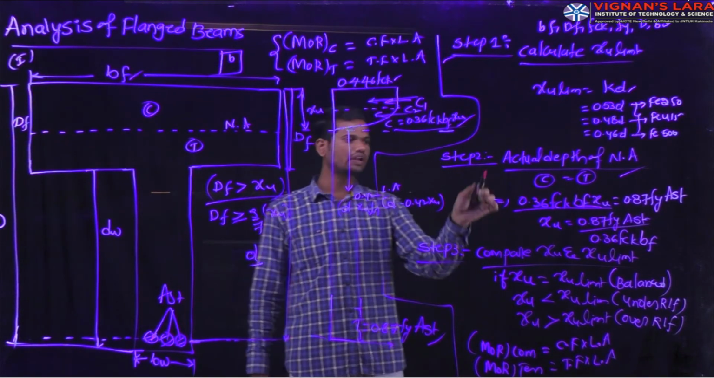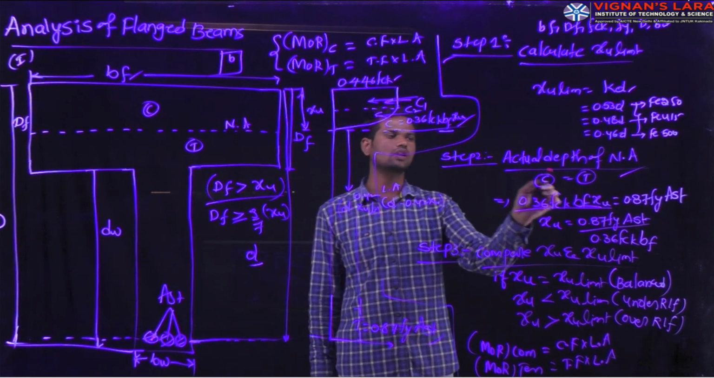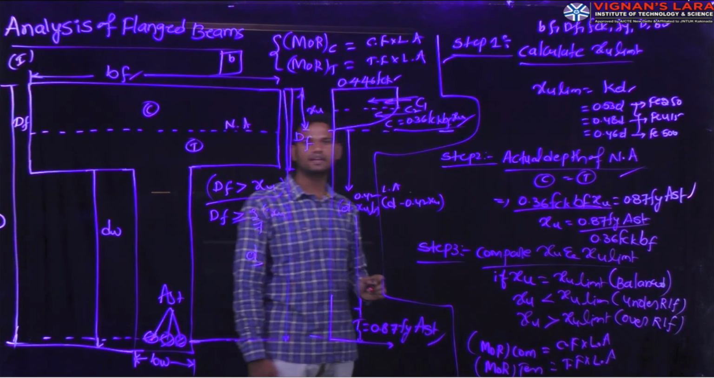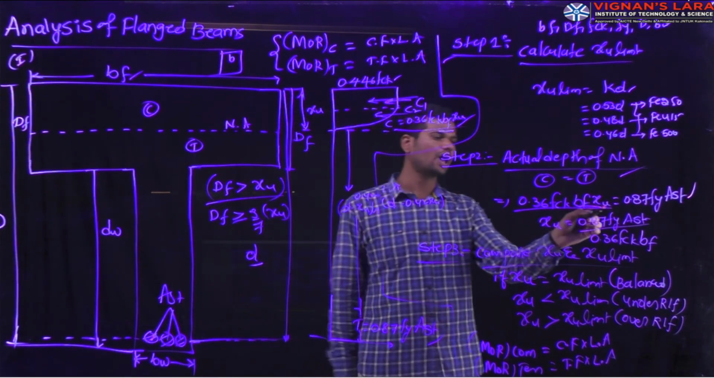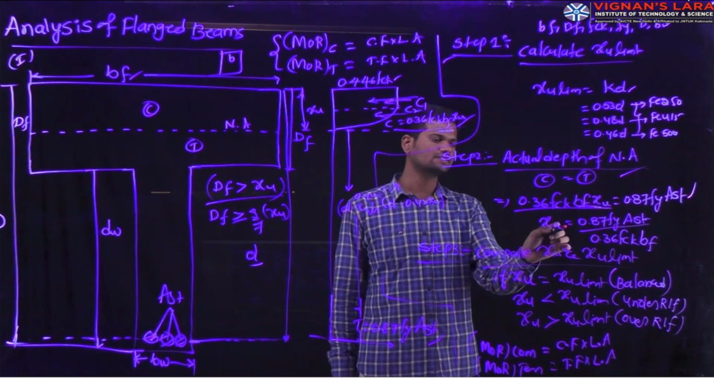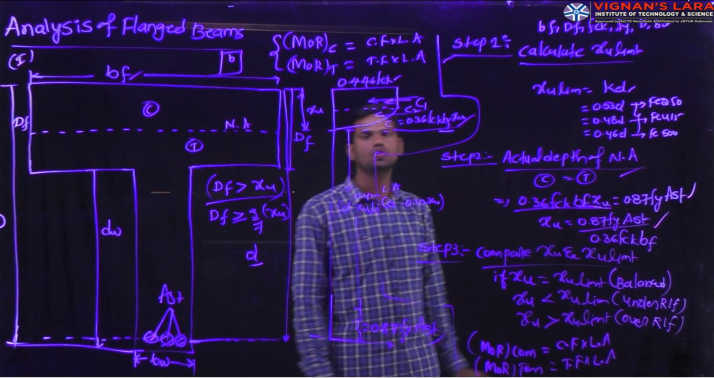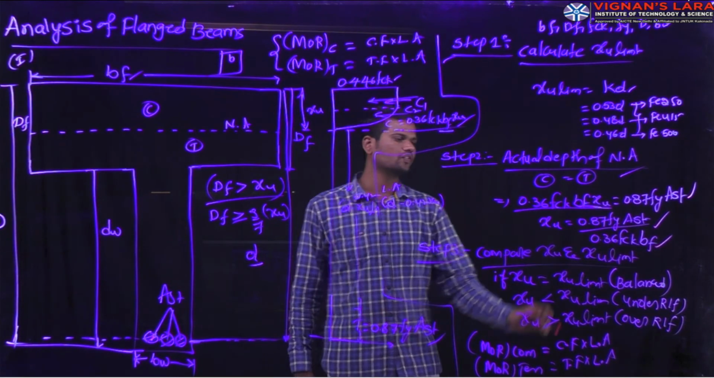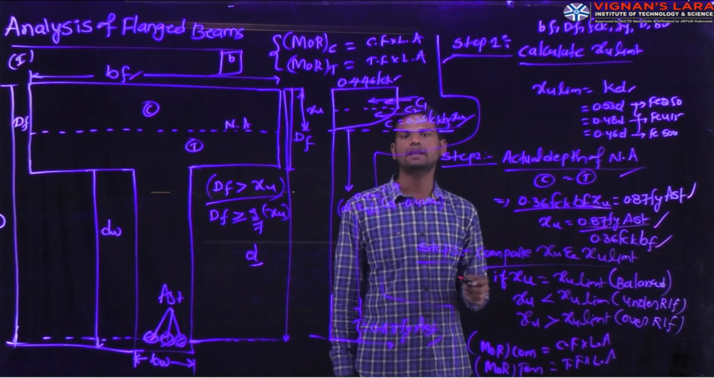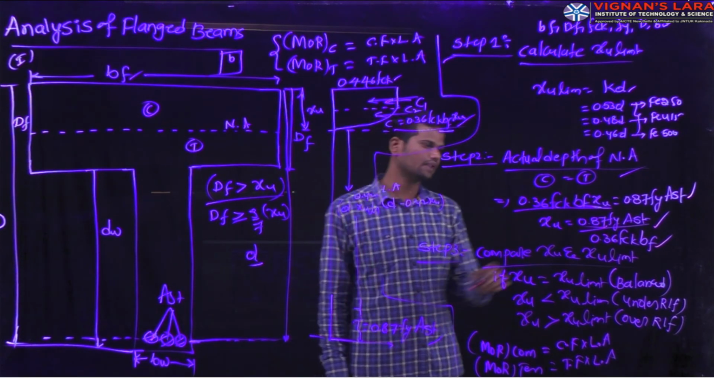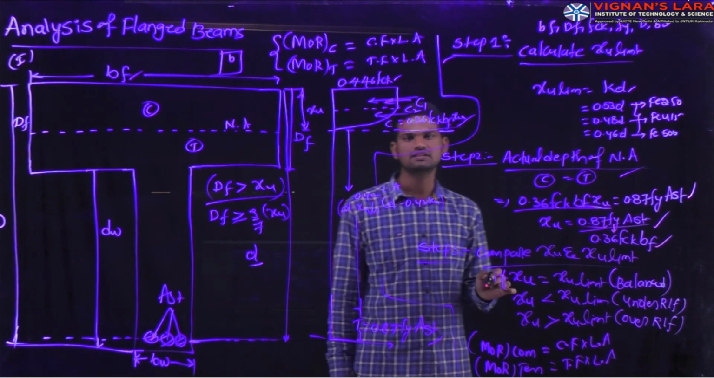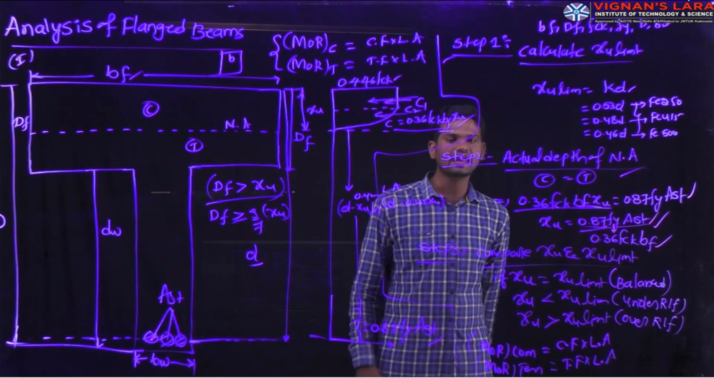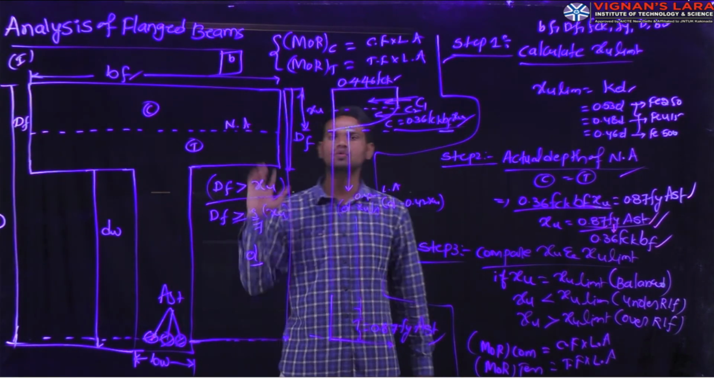From this we have to calculate the actual depth of the neutral axis: the total compressive force equals the total tensile force, and the tensile force equals 0.87 Fy Ast. So Xu equals 0.87 Fy Ast divided by 0.36 fck bf, where 0.87 comes from the factor of safety of the steel, and Fy is the yield strength of the steel, that is Fe415, Fe250 or Fe500 based on the grade of steel, and Ast is the area of steel required for the beam to resist.